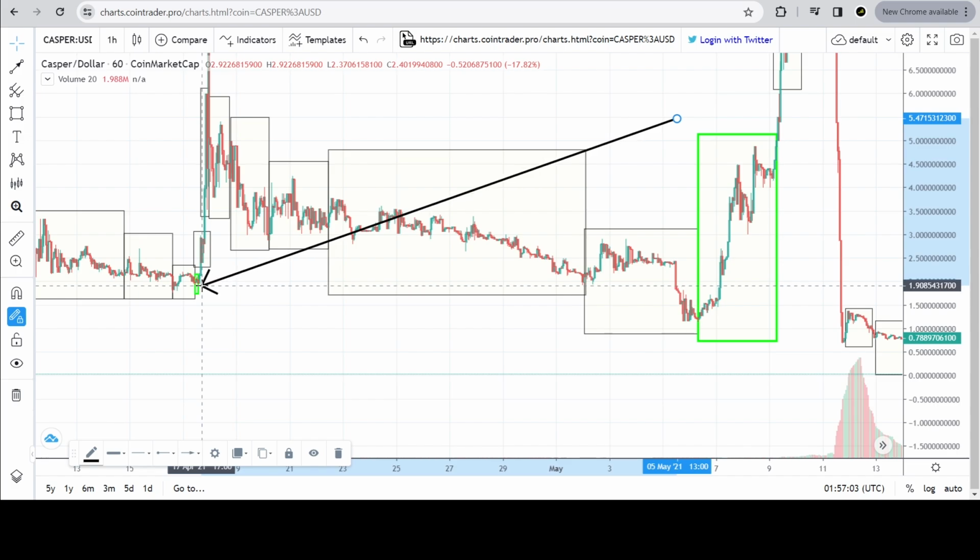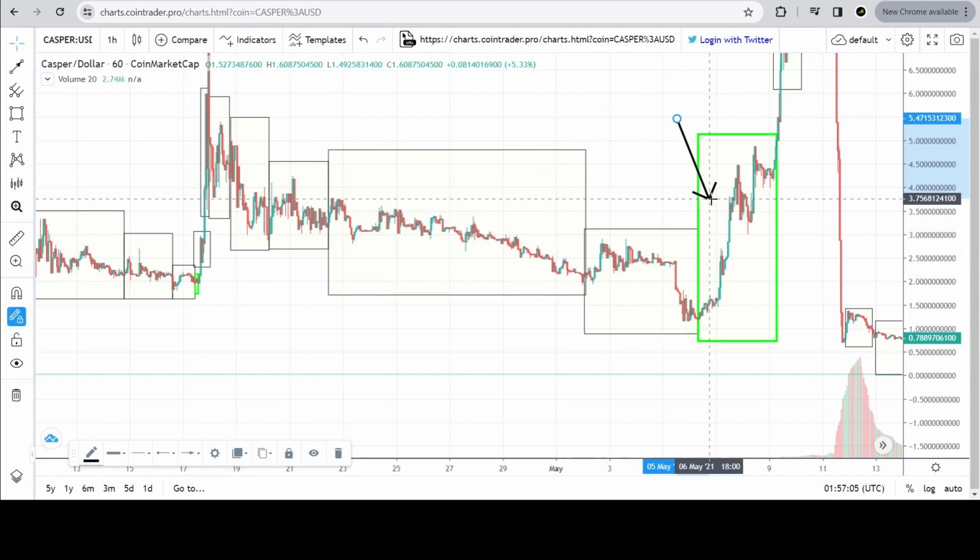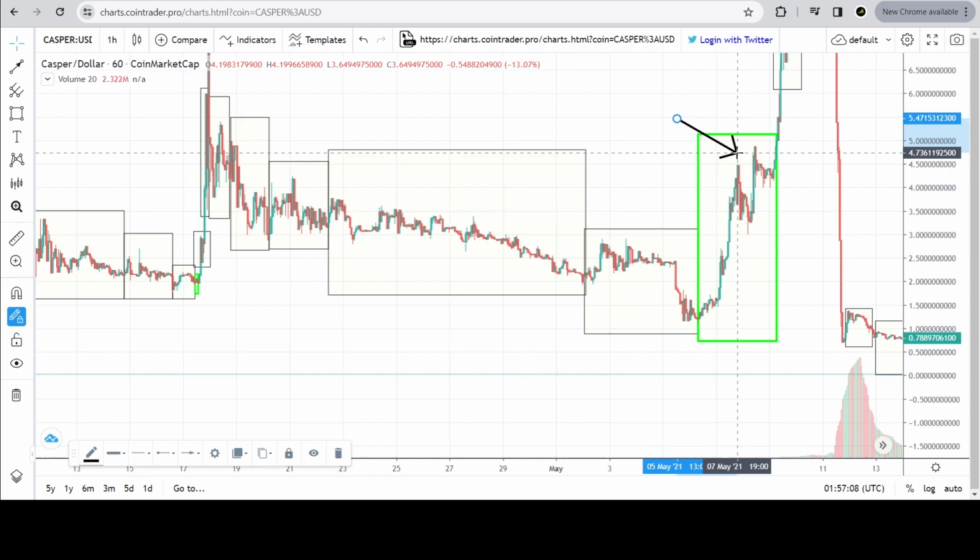So we just examined this little green box here. What I'd like to do is examine this one right here. So this one played out on a much larger scale. It also took a lot longer to form. So the more time it takes, the more detail you usually get.